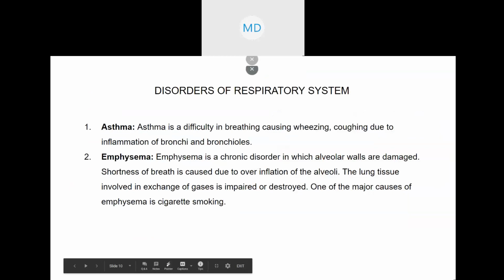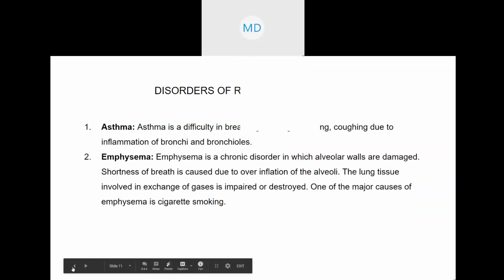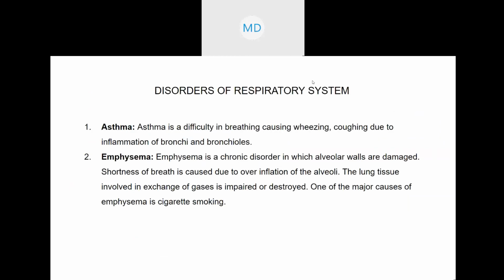Okay, now the disorders of the respiratory system. What do you mean by disorders? Disorders means diseases of the respiratory system. So there are different diseases related with the human respiratory system. One is asthma. Asthma, all of you know. Emphysema is not so popular, but asthma, all of you know. Maybe in your family or relatives, there is one.